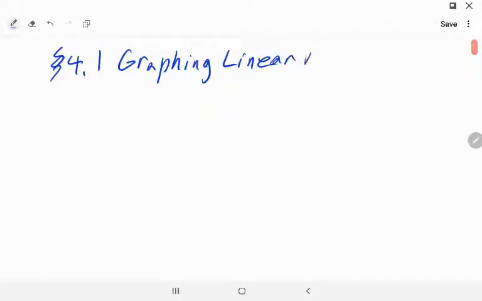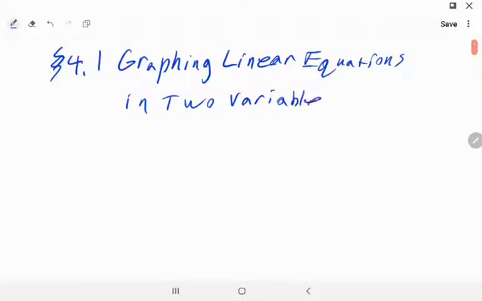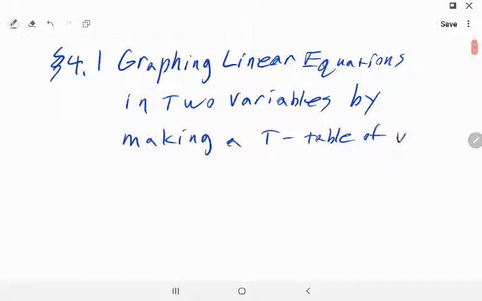So this lesson we're going to look at section 4.1 on graphing linear equations in two variables, by making a t-table of values. So this winds up being fairly straightforward.